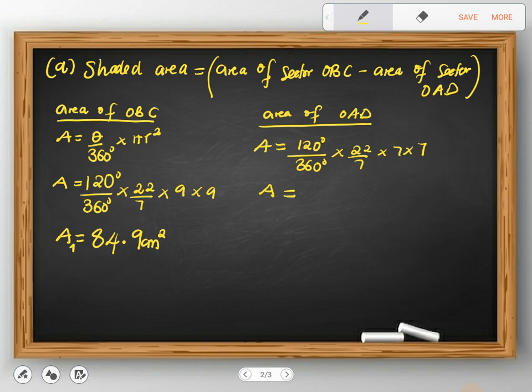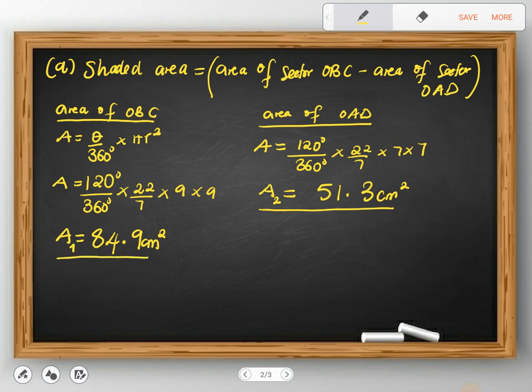360. I'm getting 51.3 square centimeters. Let's call this one area 2. So this is the area of the smaller one, and this is the area for the bigger one.